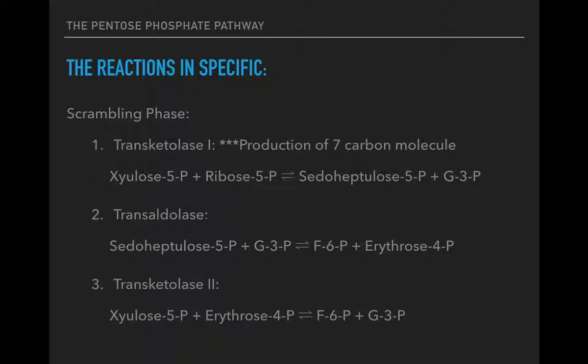It takes xylulose 5-phosphate plus ribose 5-phosphate to get sedoheptulose 7-phosphate and G3P. Transaldolase takes that 7-carbon molecule and combines it with G3P to form fructose 6-phosphate and erythrose 4-phosphate. Transketolase 2 takes xylulose 5-phosphate and erythrose 4-phosphate and combines them together to get fructose 6-phosphate and G3P.